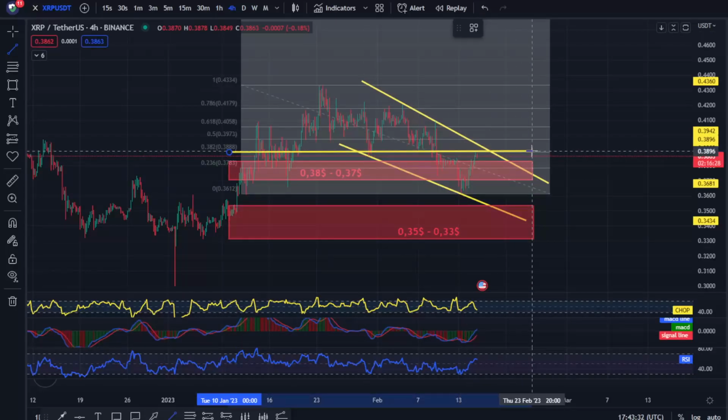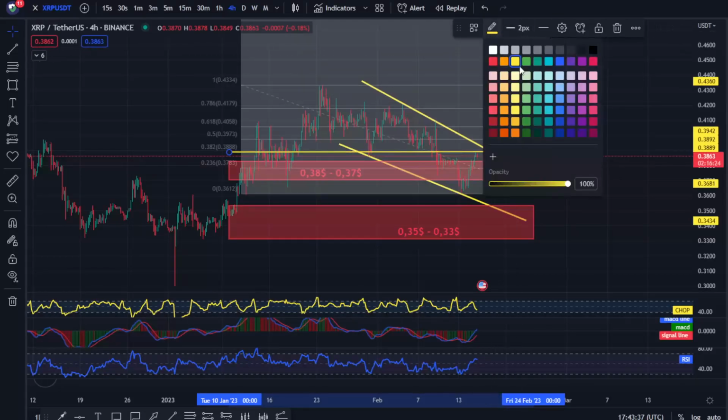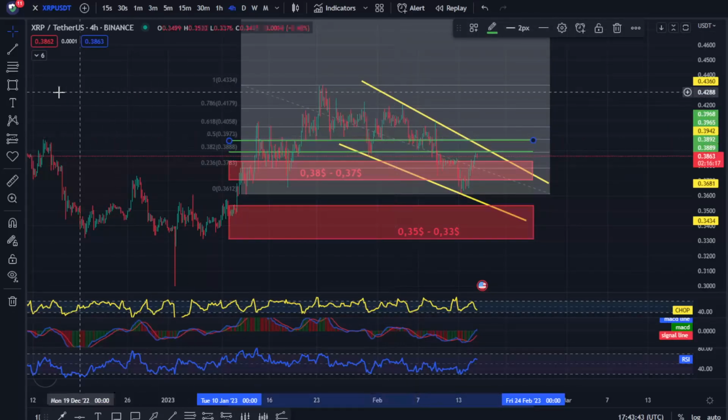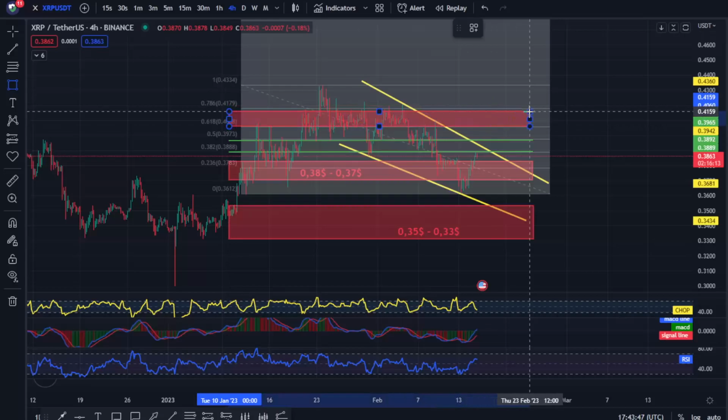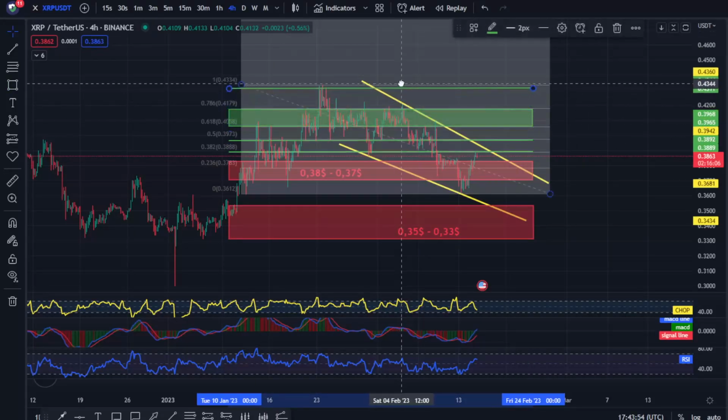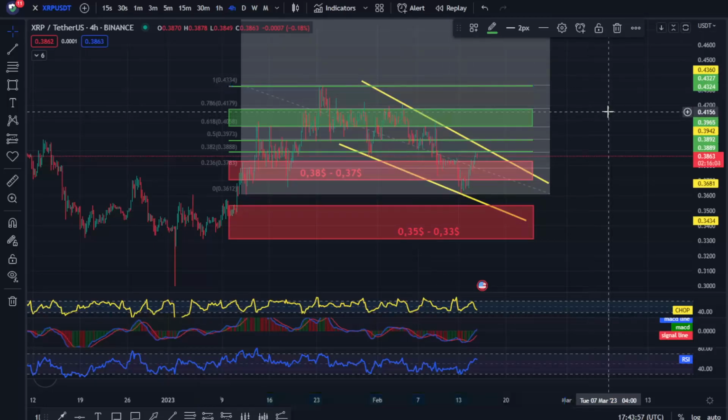Looking the other way, we see that the price has reached the resistance point at 39 cents, which so far has no strength to break. However, if it manages to break out above, we have a second resistance at 40 cents, then a resistance zone from 41 cents to 42 cents, and then resistance at 43 cents.